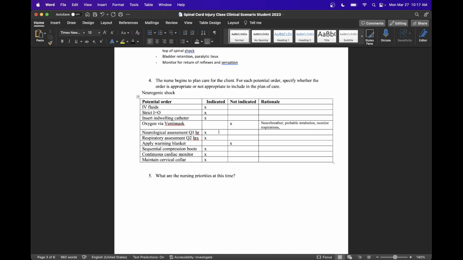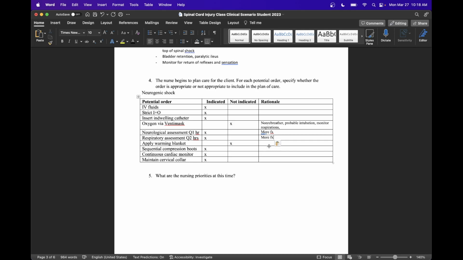Neurological assessment every hour? Absolutely, it's probably going to be more frequently actually, because we want to monitor those signs and symptoms. Respiratory assessment every 2 hours? Way more frequently, right? It has to be at least every hour, okay? The neurological assessment absolutely is going to be every hour, and our respiratory assessment every hour. So when you put that every hour, indicated, not indicated, meaning you need it more frequently, just because of the time frame.